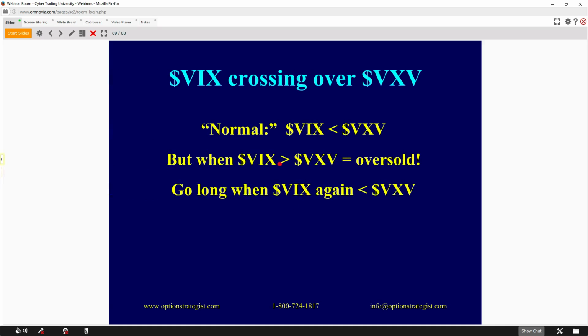And then when VIX again crosses back under VXV, that's the time to buy. So first it has to go above it and close there. Then it has to go below it and close there. And that's your buy signal.